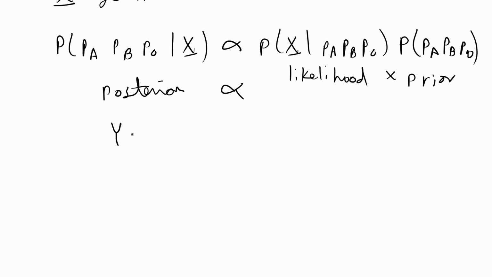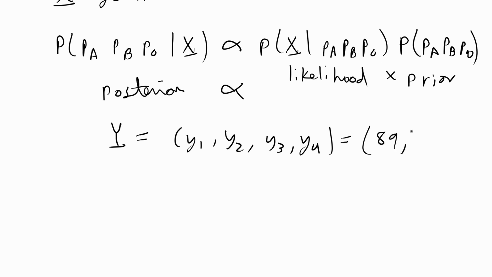Instead of observing X, we observe Y, which I'm going to define as Y1, Y2, Y3, Y4, and these are the observed sample data of the phenotypes. So I'm going to say Y1 is 89, Y2 is 642, Y3 is 195, and Y4 is 657.